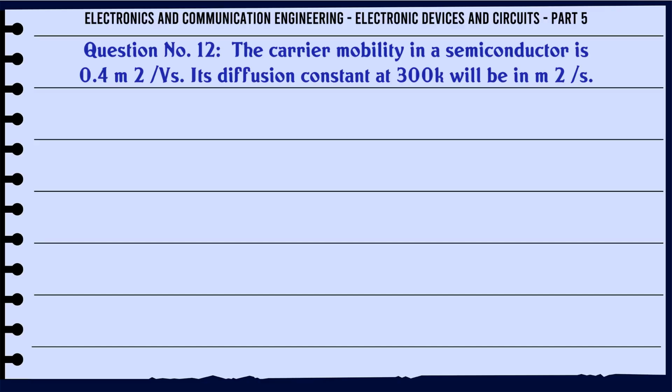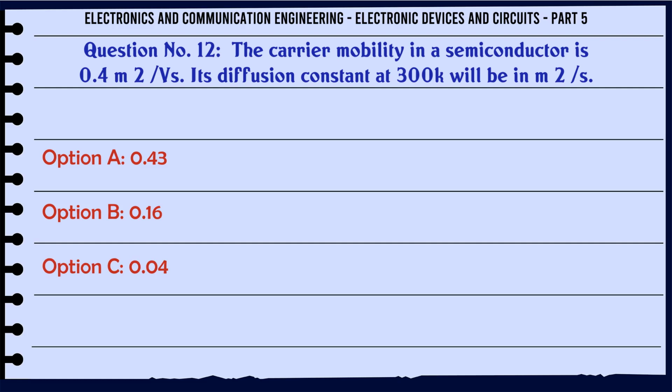The carrier mobility in a semiconductor is 0.4 m²/Vs. Its diffusion constant at 300 K will be in m²/s A: 0.43, B: 0.16, C: 0.04, D: 0.01. The correct answer is 0.16.